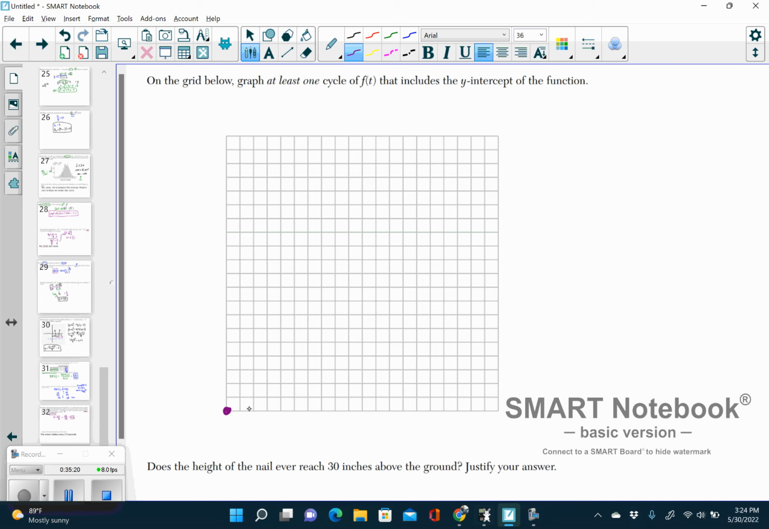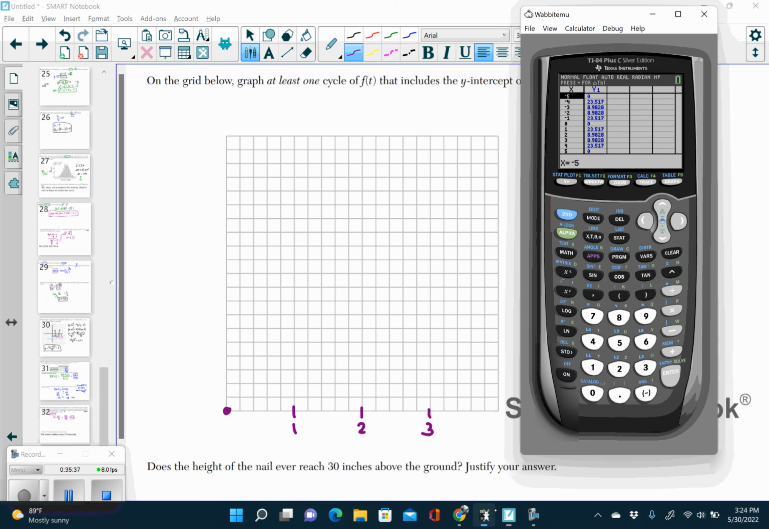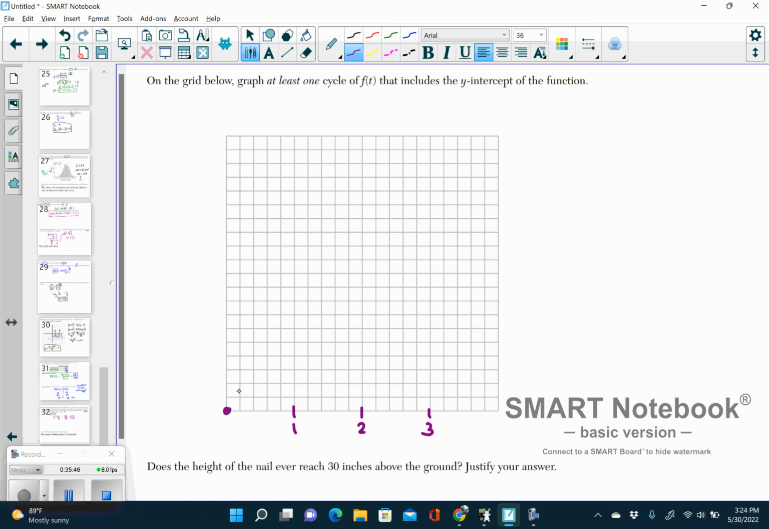Let's just say I go every 5: 1, 2, 3, 4, 5. Here's 1, 1, 2, 3, 4, 5. There's 2, 1, 2, 3, 4, 5, and there's 3. And I know that my tallest number that I'm graphing looks like it's like 23 point something. So I could go every like 10. So 1, 2, 3, 4, 5, and I'll put a 10 right there. 1, 2, 3, 4, 5. This is going to be another 10, which is 20. 1, 2, 3, 4, 5, and this is 30. All right, good so far.